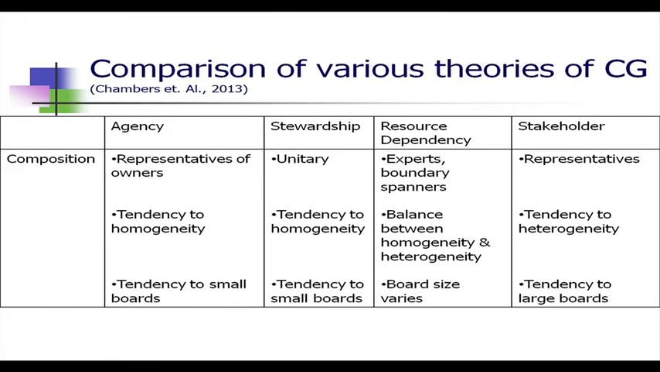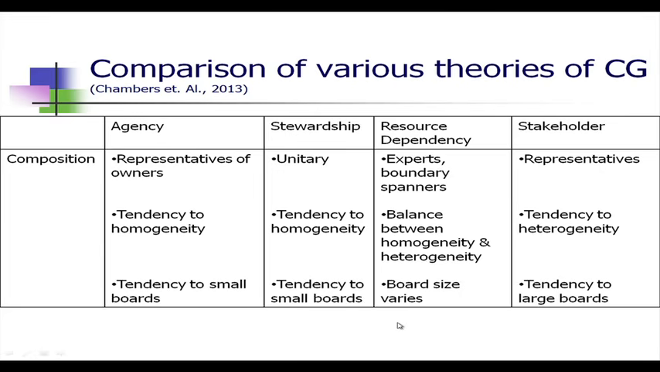Now, comparison of the theories that we have discussed with reference to composition. The agency theory talks about representatives of owners, a tendency to homogeneity, and a tendency to small boards. So, the board of directors includes either the owners themselves or people who are their representatives. The boards could be homogeneous, and there is a tendency to have smaller boards.